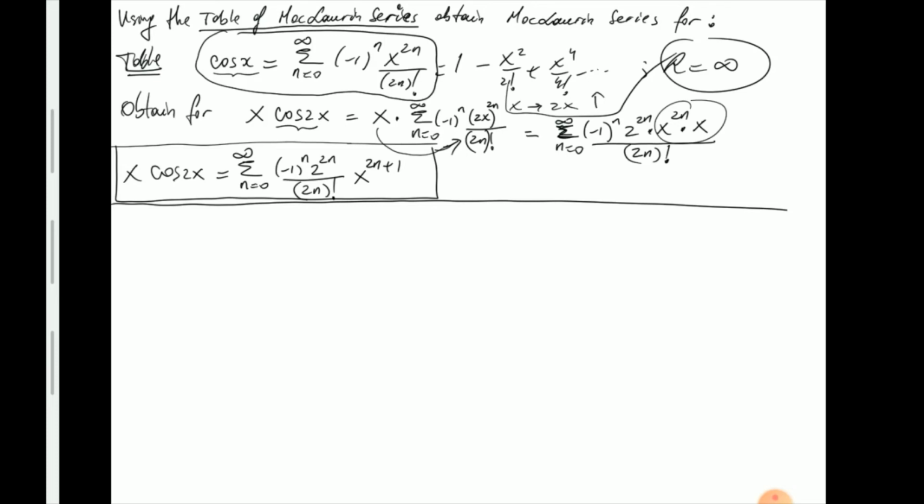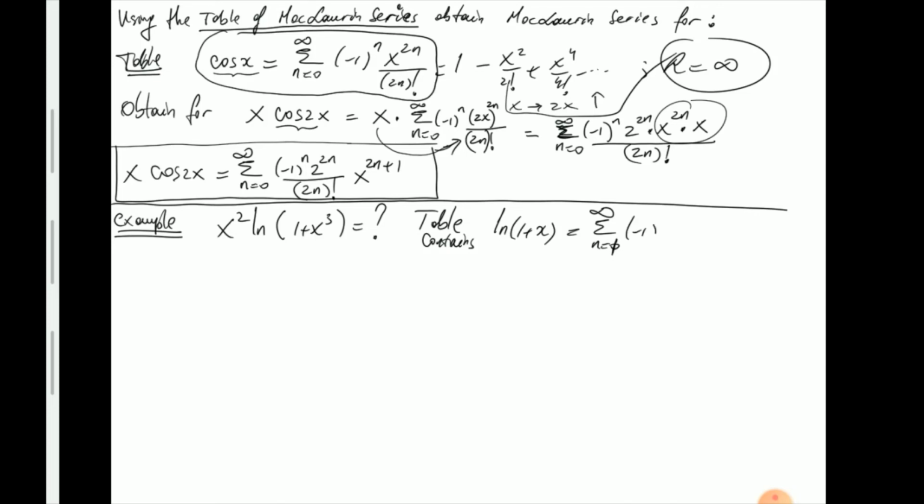Here's another example. I lost count actually with the examples, but let's say we want the same for x squared times natural log of 1 plus x cubed. And as it happens, the table contains the expansion for natural log of 1 plus x, which is summation from n equals 1 to infinity, I'm sorry, from 1 to infinity, of (-1)^(n-1) x^n over n. And here the radius of convergence is 1.